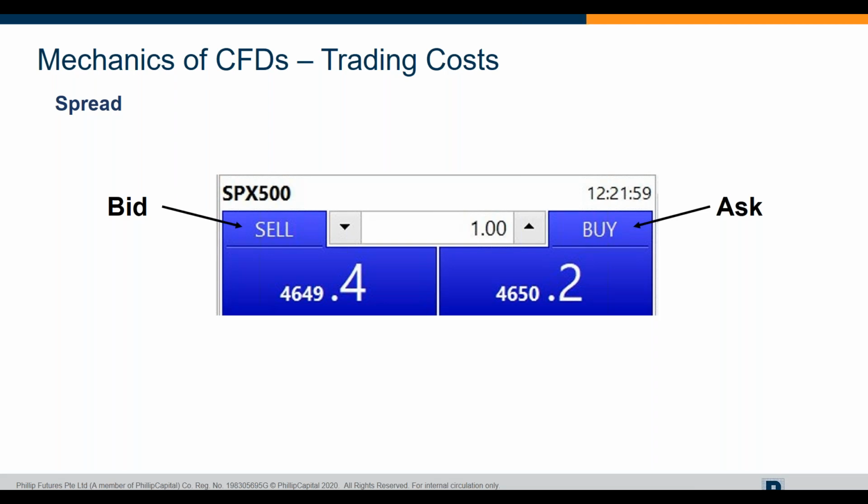So let's say when you want to buy into these contracts, when you're buying, when you're longing, the price that you're looking at is the buy. By the way, this is a screenshot from the Phillip MetaTrader 5 platform.